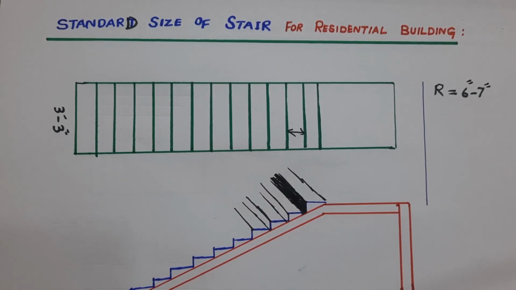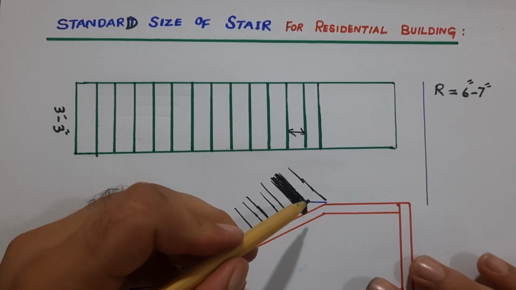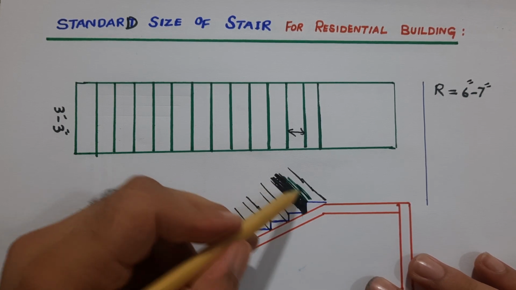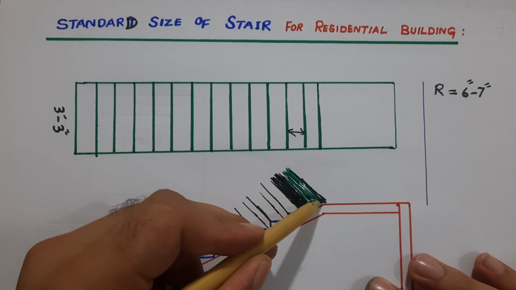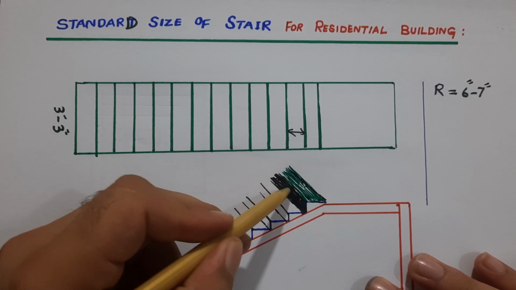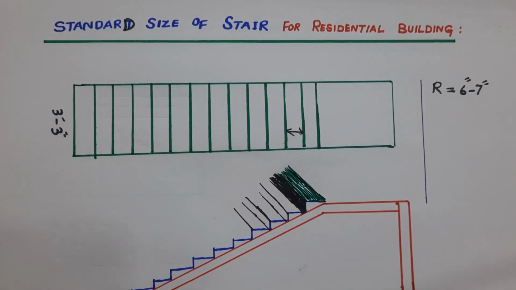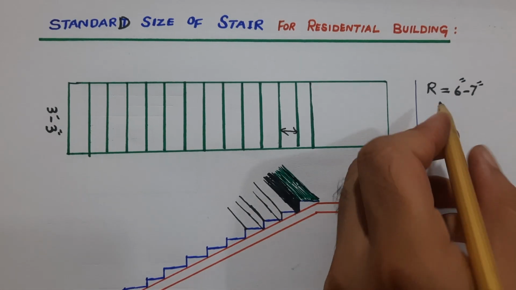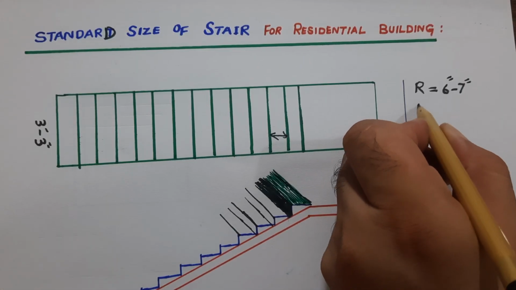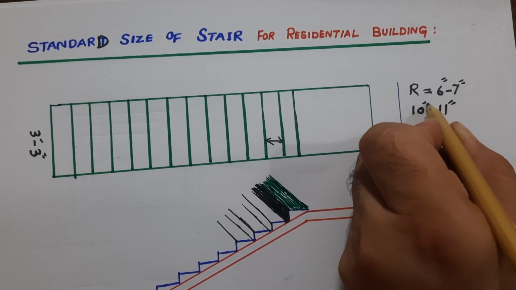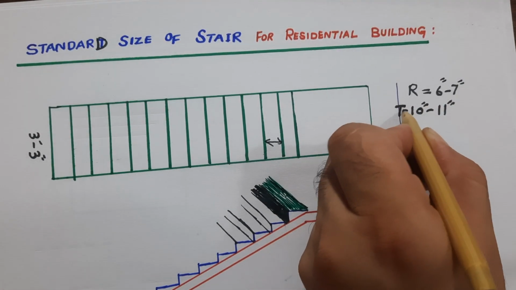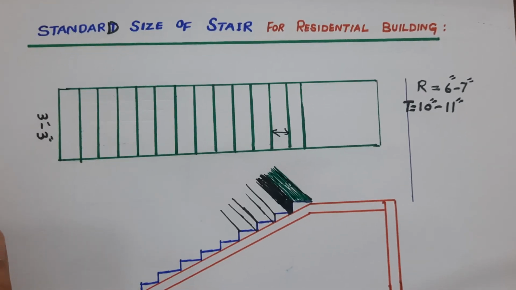And let me show you the tread. This is the tread, and this one. The size of the tread should be 10 to 11 inches. You can say this is the tread.